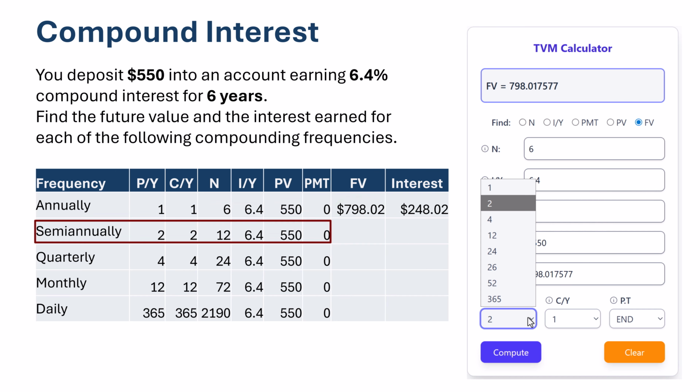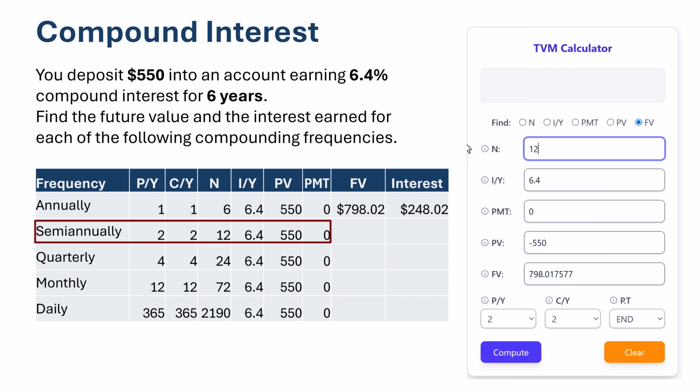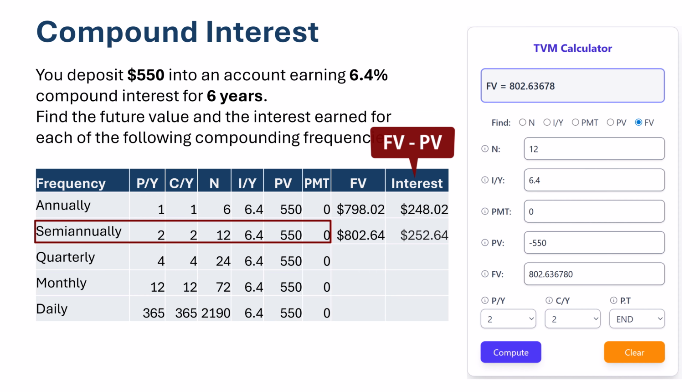For semi-annual compounding, change PY and CY to 2. And change N to 12. Keep everything else the same and hit compute. Our future value grows to 802.64, meaning we earn an interest of 252.64.